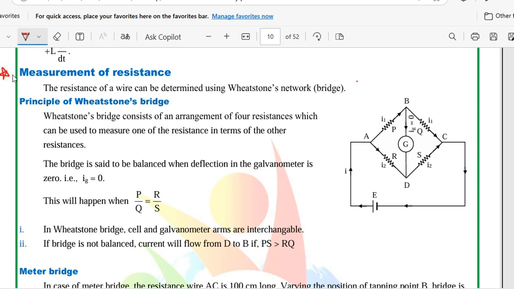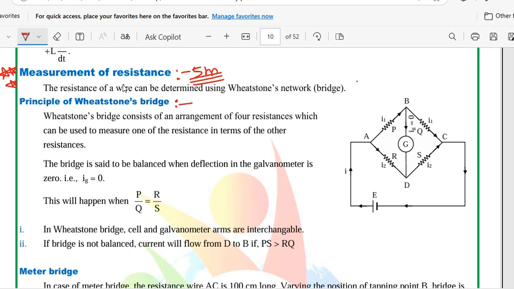Okay, this is a very important chapter for 5 marks. This is very important for your 5 marks question. See, this is called a Wheatstone bridge. So let me clear you in detail.